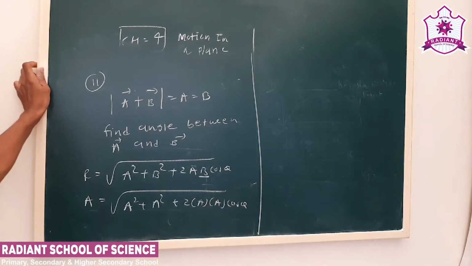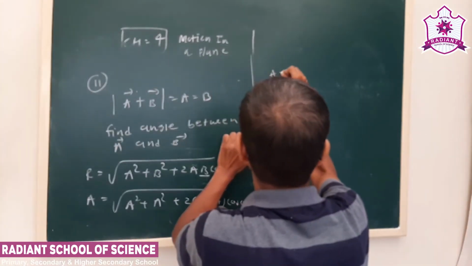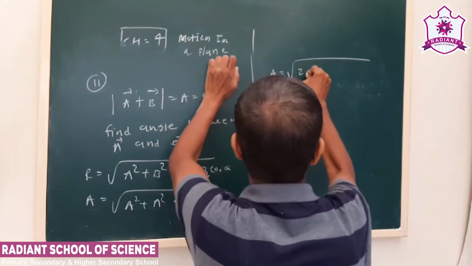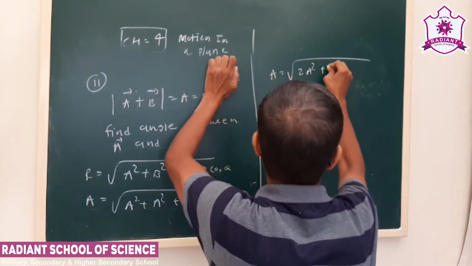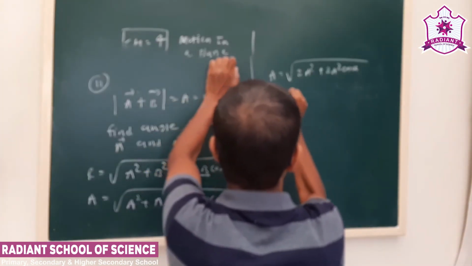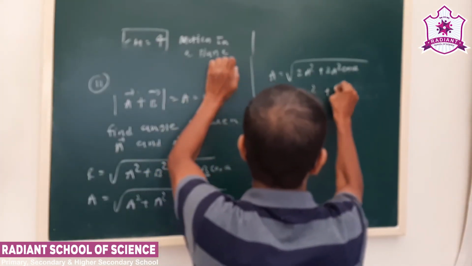Now we can solve. A square plus A square is 2A square.